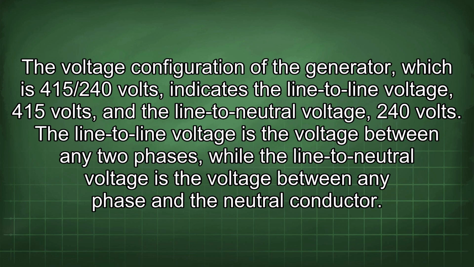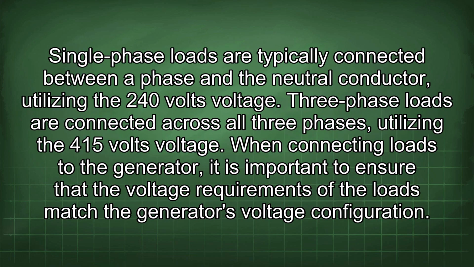The voltage configuration of the generator, which is 415/240 volts, indicates the line-to-line voltage, 415 volts, and the line-to-neutral voltage, 240 volts. The line-to-line voltage is the voltage between any two phases, while the line-to-neutral voltage is the voltage between any phase and a neutral conductor. Single-phase loads are typically connected between a phase and the neutral conductor, utilizing the 240 volts. Three-phase loads are connected across all three phases, utilizing the 415 volts.